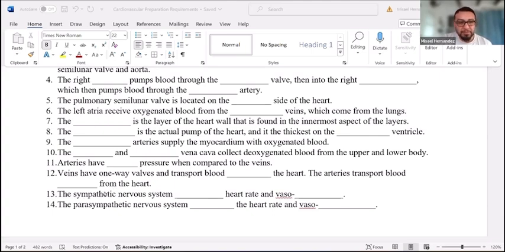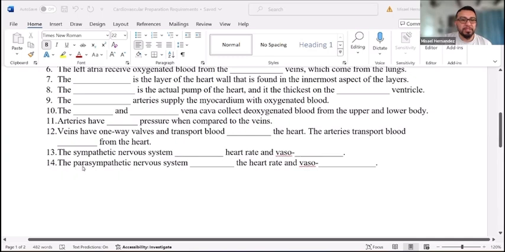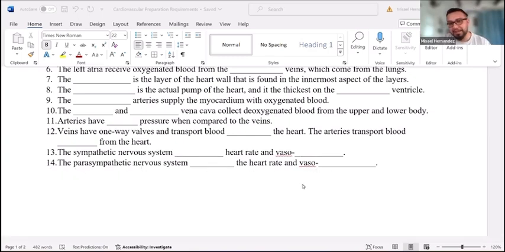Number 13, the sympathetic nervous system, blank heart rate and vaso blank. Number 14, the parasympathetic nervous system, blank the heart rate and vaso blank.